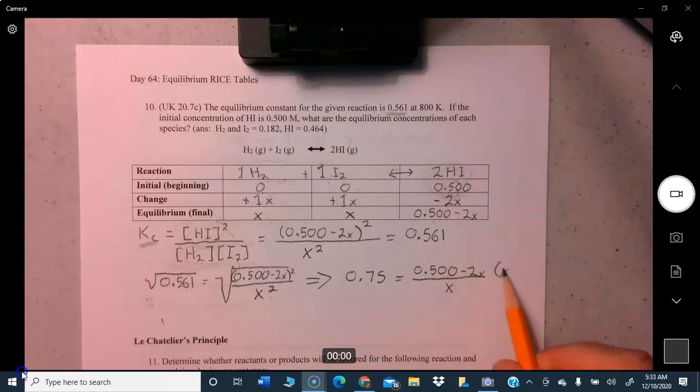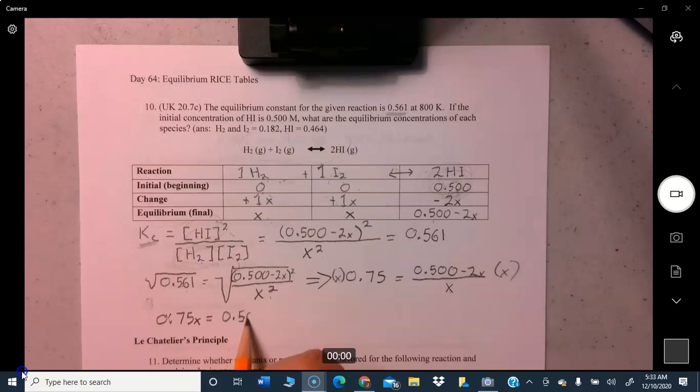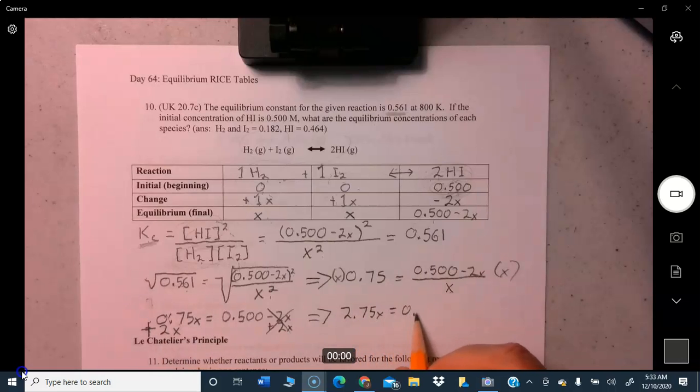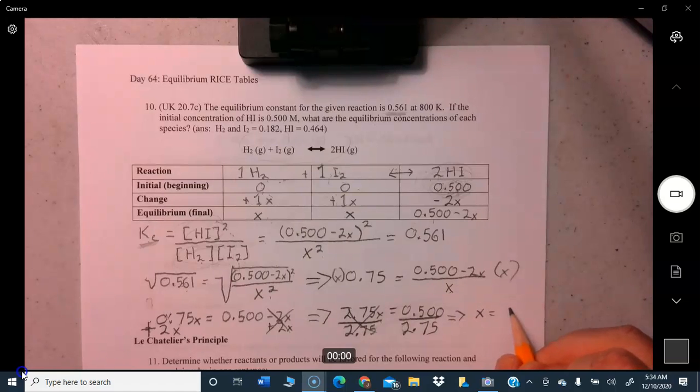Okay, multiply both sides by x. Add 2x to both sides. This goes away. That becomes 2.75x. This does. And solve for x. And we get this. Okay, we'll leave it at that. So that's our x value.